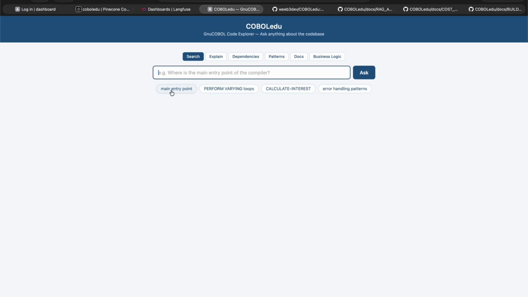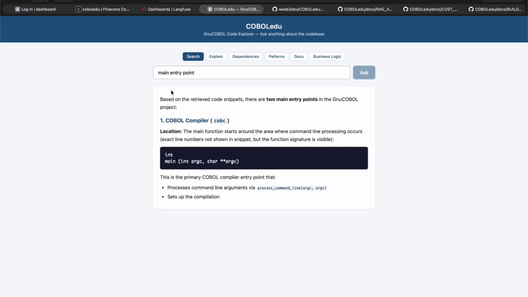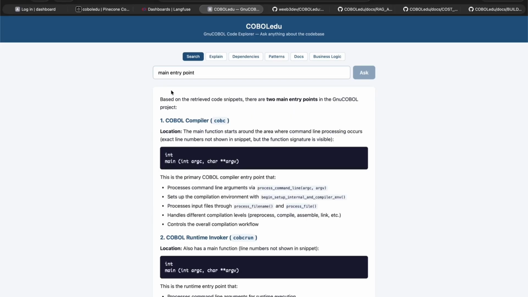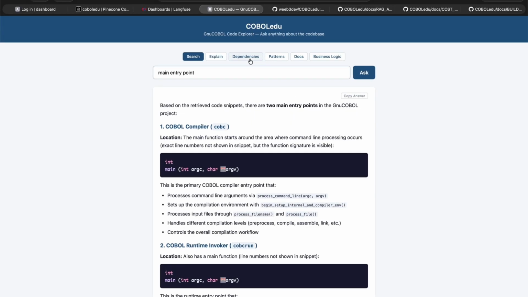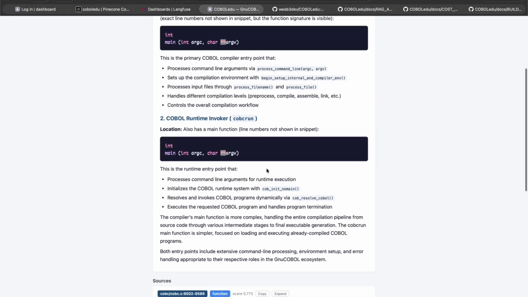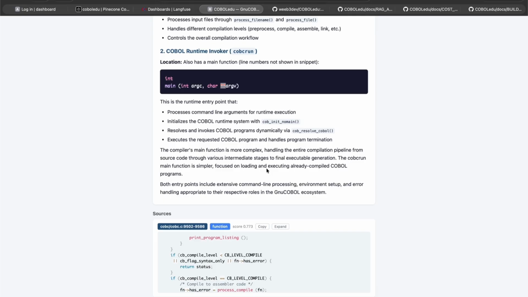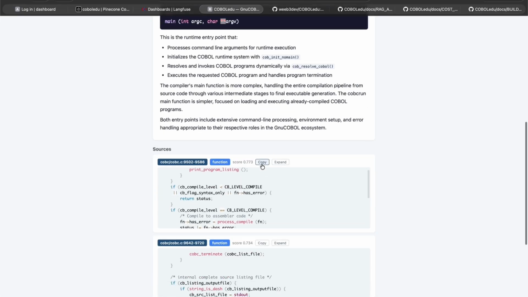Beyond retrieval quality, we added streaming answers via SSE, so the answer types in token by token instead of blocking. We added 5 special feature tabs: explain, dependency, pattern detection, doc generation, and business logic extraction, plus syntax highlighting with prism.js and file drill down to see surrounding context and copy buttons throughout.